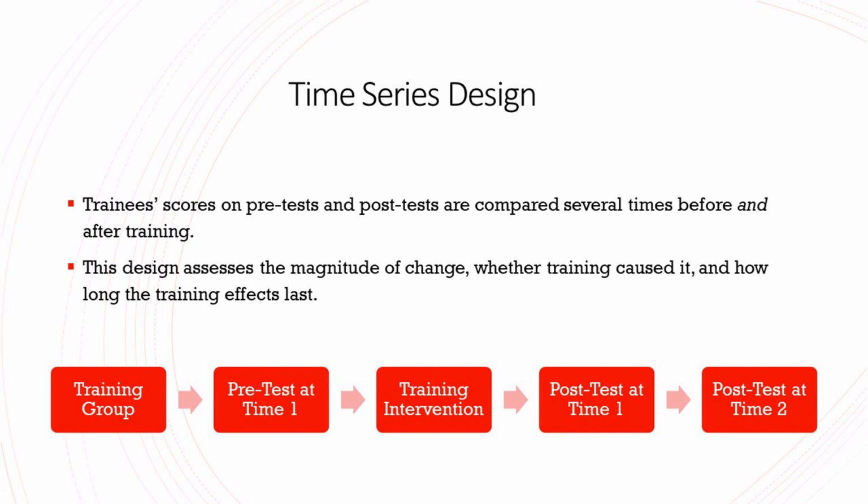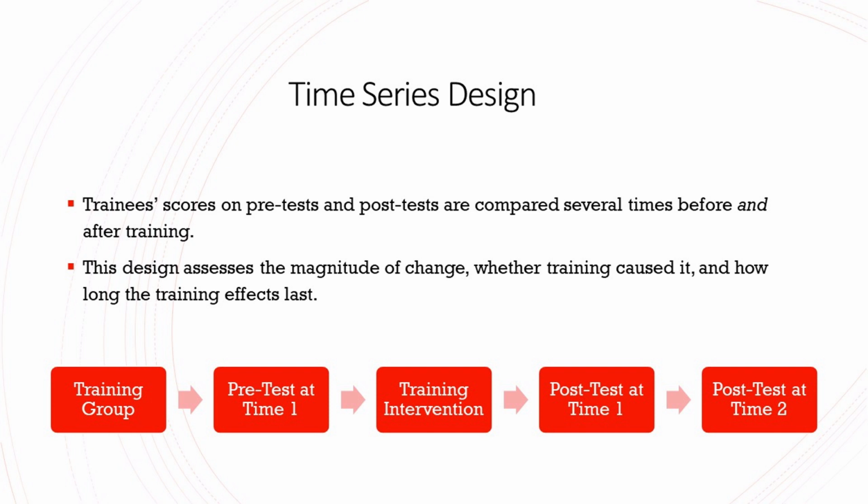This design collects multiple measurements, both before and after training. So, we would have multiple pre-training scores and multiple post-training scores for each learner. We can improve the strengths of this design by adding a control group and by collecting measures during time periods when trainees do not receive training or boosters.